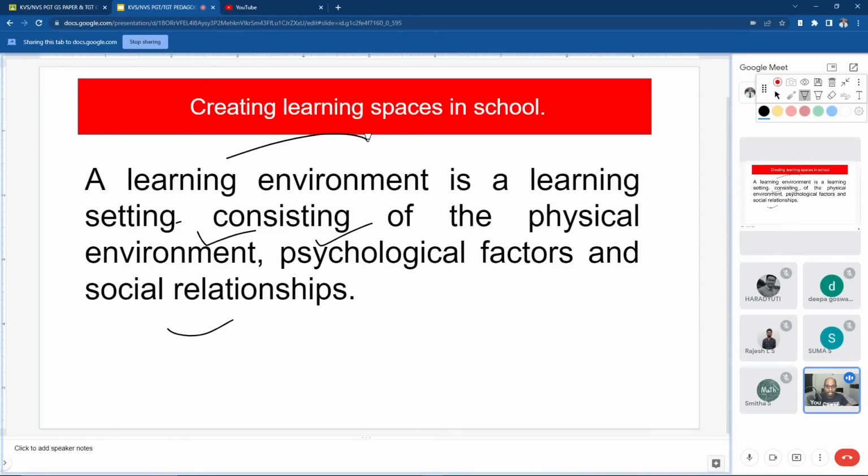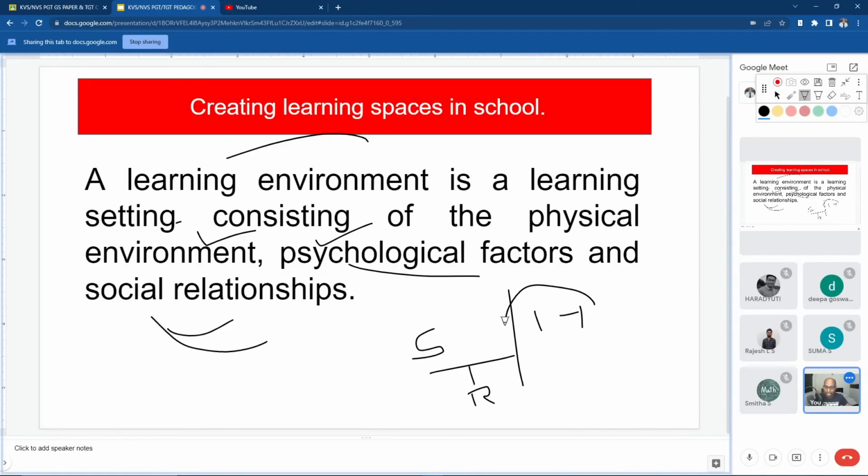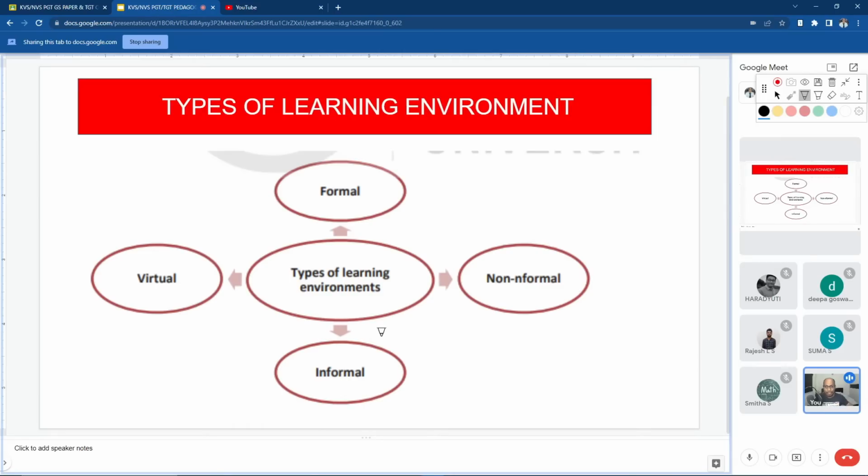A learning environment is a learning setting consisting of the physical environment, the school, the infrastructure, and psychological factors: the attitude, aptitude, and motivation of the teacher, and learner-centered factors like readiness to learn. It also includes social relationships, how the student is related to the teacher, whether the teacher likes the student or the student likes the teacher, whether the teacher is a favorite teacher. All those things affect the learning process in the classroom.